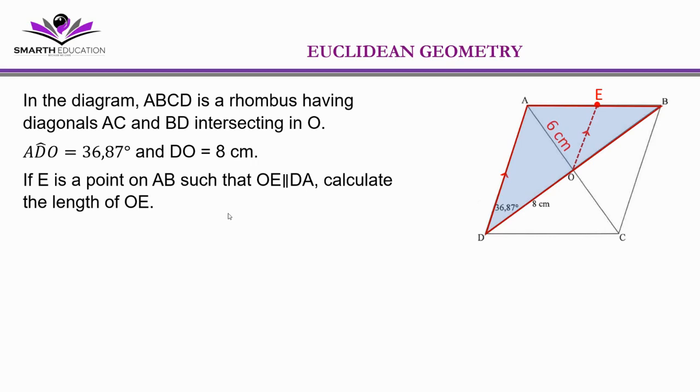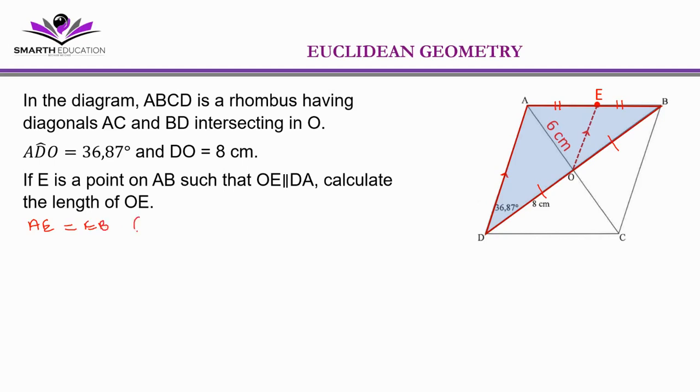So if we check, we have triangle ADB that I've highlighted here. O is the midpoint of DB because that's where the diagonals bisect. Remember we said that the diagonals what? Bisect each other. E is a point on AB so that OE is parallel to DA. From this also we can conclude and say AE is equal to EB.